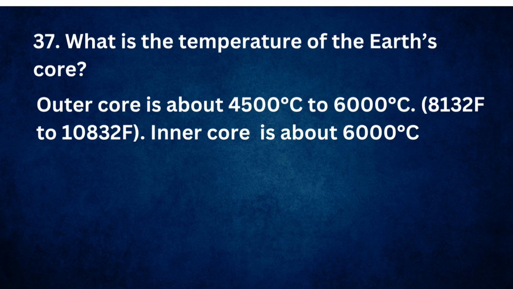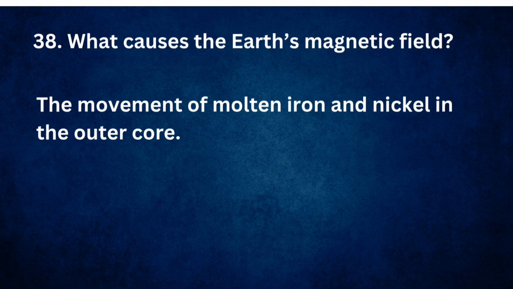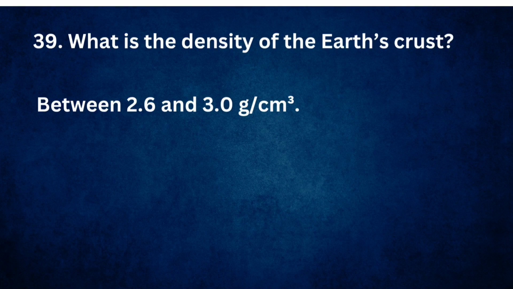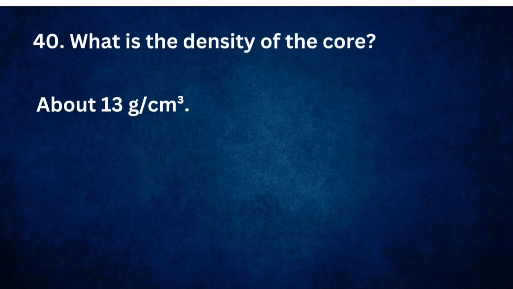Temperature of the Earth's core: outer core 4500 to 6000, inner core 6000 degrees Celsius. What causes the Earth's magnetic field? The movement of molten iron and nickel in the outer core. What is the density of the Earth's crust? Between 2.6 and 3 grams per cubic centimeter. What is the density of the core? About 13 grams per cubic centimeter.